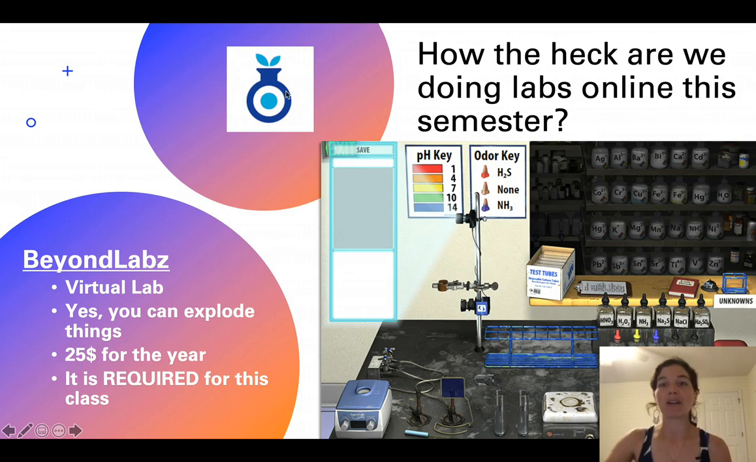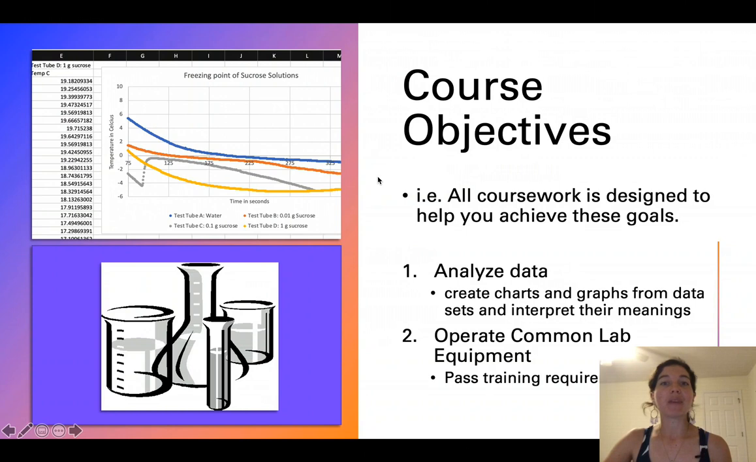This is the icon for Beyond Labs, by the way. Okay, so it's a pretty cool software. I think you guys will actually really enjoy using it. Now, there are a couple of course objectives, so things, i.e. that you're supposed to be learning this semester. So all of your assignments are going to be designed to help you achieve these goals in this class.